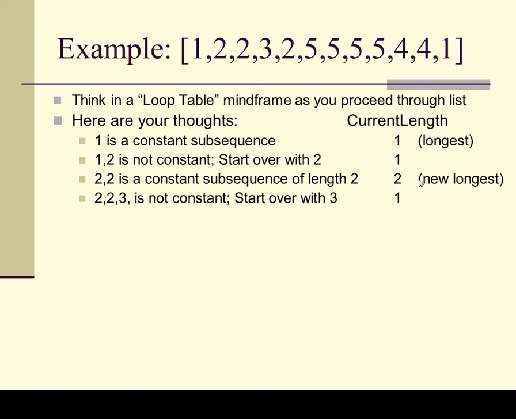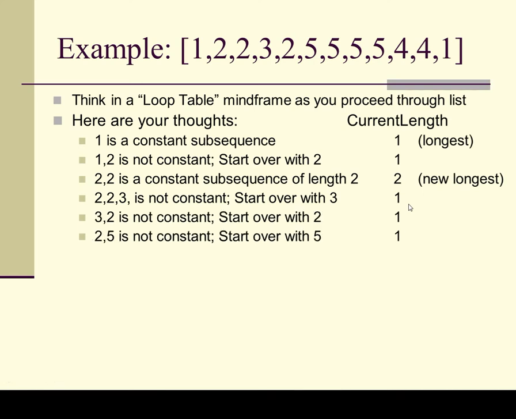2, 3 is not constant, so then we're going to set our current length back to 1 and start looking again for a constant subsequence. Our longest is still 2. 3, 2 is not constant. 2, 5 is not constant. But 5, 5 is constant, and so now we have a subsequence of length 2.